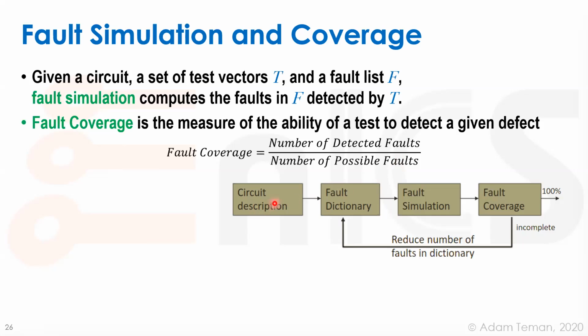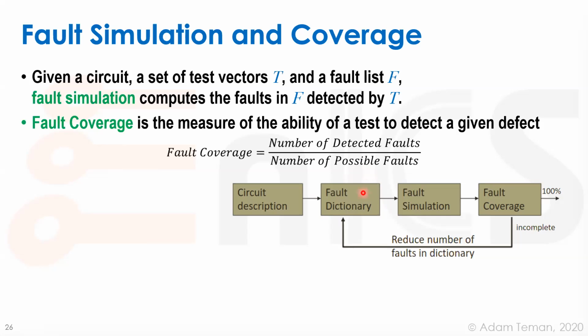And the type of flow that we're going to do is we're going to take our circuit description, usually a netlist. We have a dictionary of all the faults that are possible in our circuit. We're going to run fault simulation with a bunch of test vectors. We're going to see what our fault coverage is, okay? Then we're going to go and remove faults from the dictionary because we know that our test already found them.